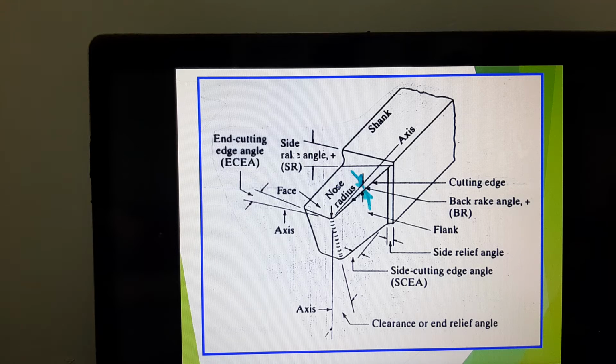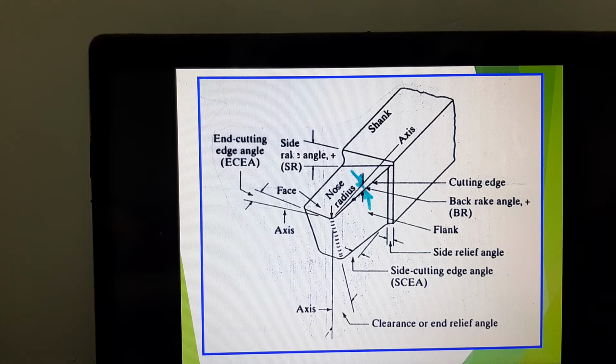If you do not have a side relief angle, your nose and shank would be one joint unit, and therefore during the cutting process, your shank may even go into the cutting material, which you do not want. It may cause tool breakage and it may break your material as well. So side relief angle basically separates the nose from the body of the cutting tool.